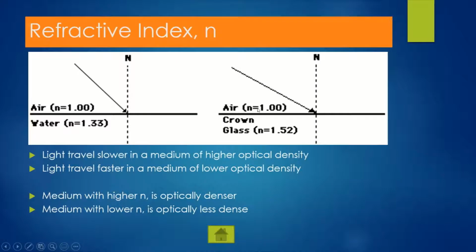So same here, air and crown glass. Crown glass refractive index is 1.52, which is higher than water. So if we compare crown glass and water, light will bend even more in crown glass compared to in water. And light travels even slower in crown glass than in water.